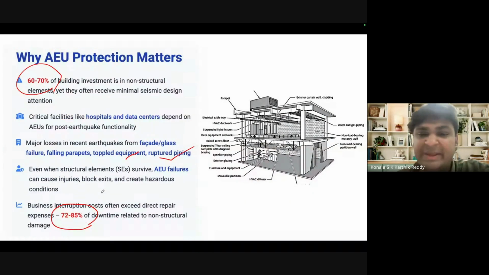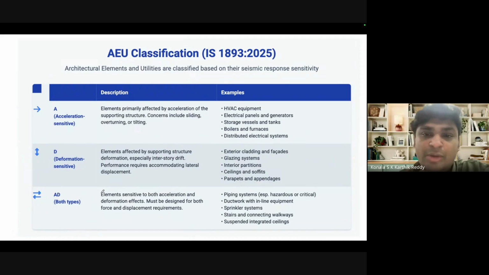Now, coming to what our codebook speaks about these things. Our codebook has classified these utilities and architectural elements under three types. Architectural elements and utilities can be classified as acceleration sensitive, displacement sensitive, or both acceleration and displacement sensitive. So what is acceleration sensitive, and what is displacement sensitive? I'll highlight it in the coming slides.